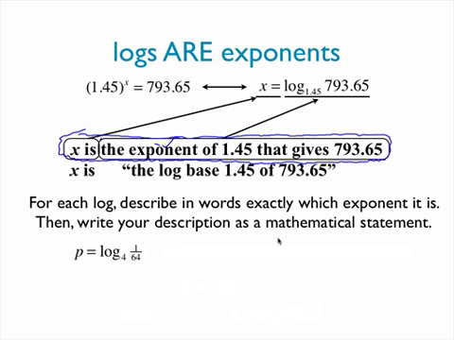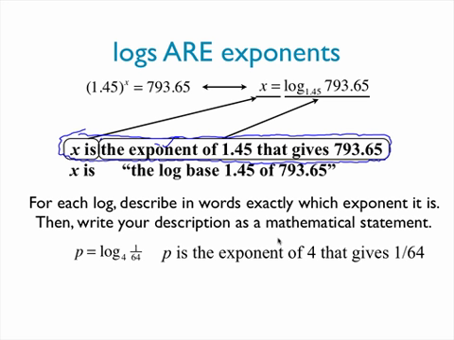Everyone's here? Yep. P is the exponent of 4 that would give you 1 over 64. Okay, so can someone else tell me how we can then rewrite that without using log? He wants 4 to the p equals 1/64.